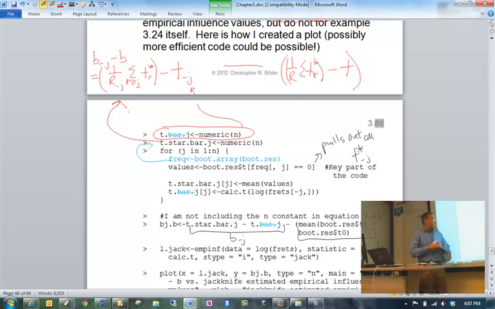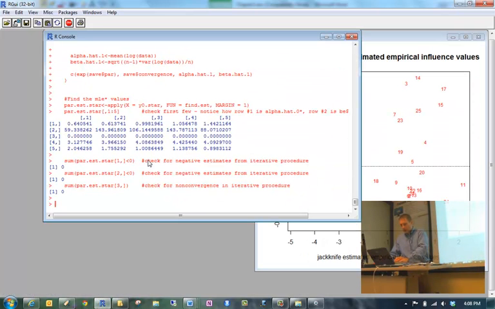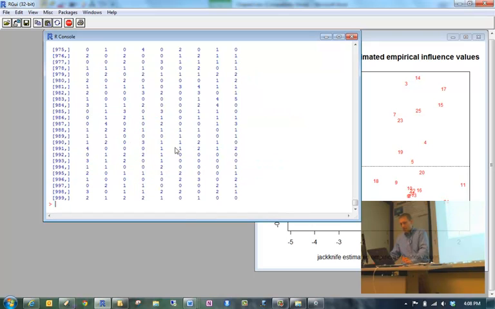Now, if you remember when I calculate this B sub negative J stuff, basically what that means is look at all your bootstrap resamples, and for those resamples that do not have the Jth observation in it, calculate T star. So I need a way to determine whether the Jth observation is in a particular resample. That's where the boot.array function comes into play. Remember, because that actually shows you which observations are in each resample. So if I take a look at this, let me make this a little bit bigger.